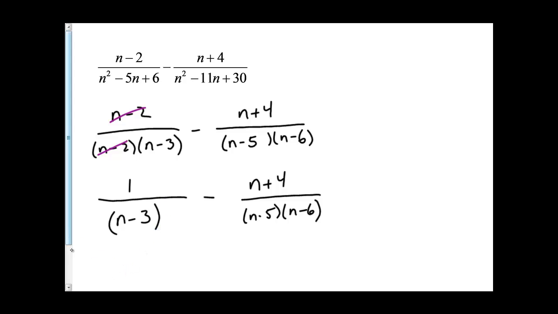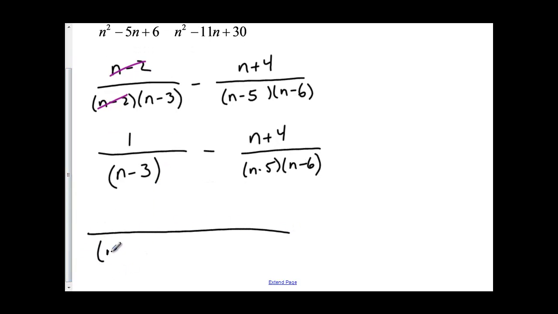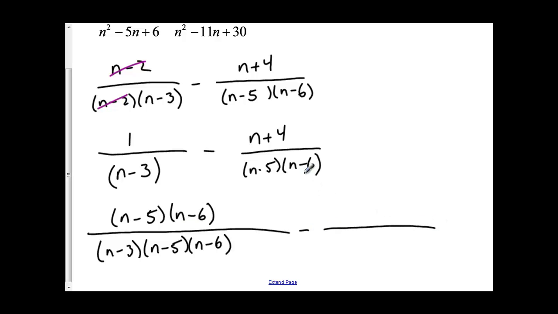I can leave this in brackets if it makes it easier for me. So my common denominator is going to be n minus 3, n minus 5, and n minus 6. So for this one, I need to figure out what was not in the bottom originally. It was obviously n minus 5 and n minus 6. So I'm going to put that on the top. Now when I multiply by 1, the 1 doesn't actually do anything, so I can just leave it like that. Now on my other side, I had an n minus 5 and an n minus 6, but I didn't originally have an n minus 3. So that's going to have to go on the top as well. So I had n plus 4 to begin with, but I'm also including an n minus 3.